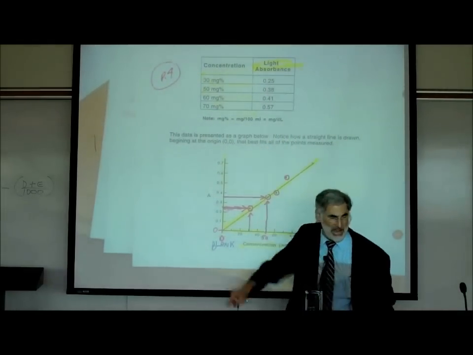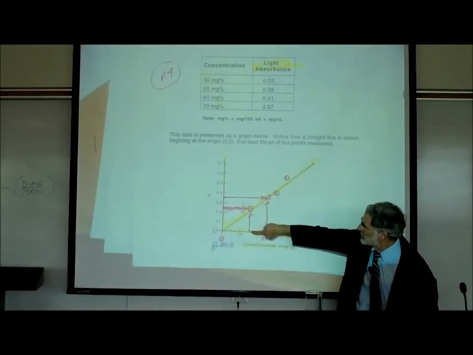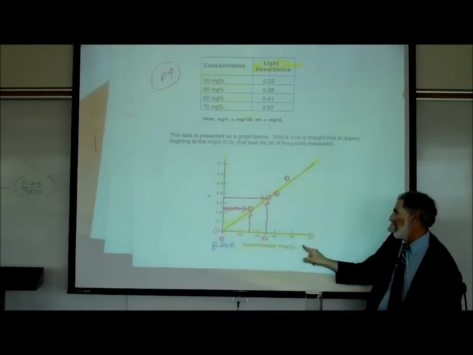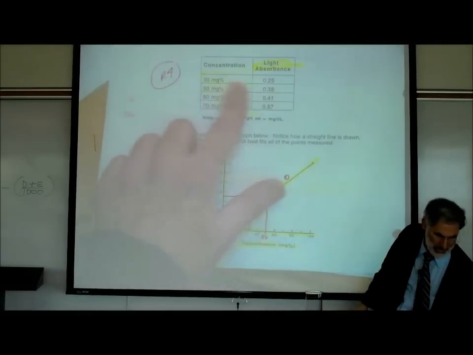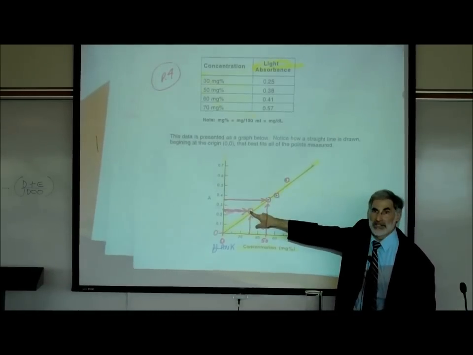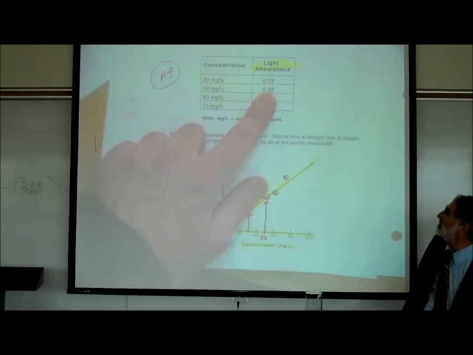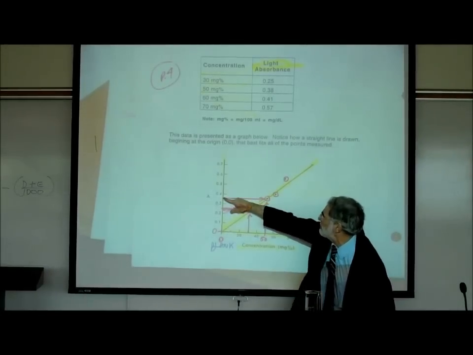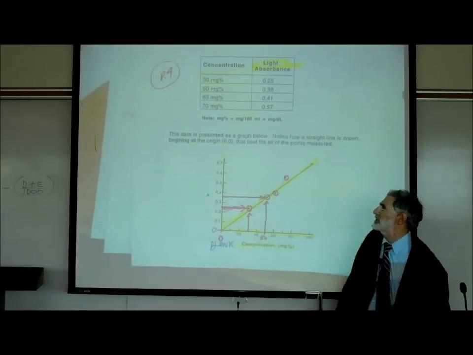So you can see 30 milligrams percent had a light absorbance of 0.25. So here's 30 on the graph line, right? 20, 40, 60, 80, 100 milligrams percent. Here's 30, and the light absorbance for 30 milligrams was 0.25. Here's 0.25, and that's the data point. All right, and then we have a 50 milligrams percent glucose solution with a light absorbance of 0.38. So here it is, 50 milligrams percent, 0.38. There's the data point. All right, so here are the data points for these 4 solutions.